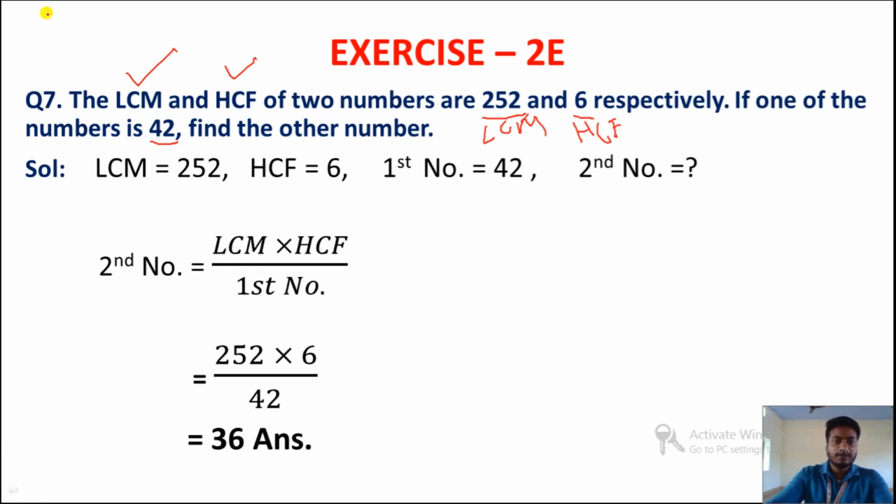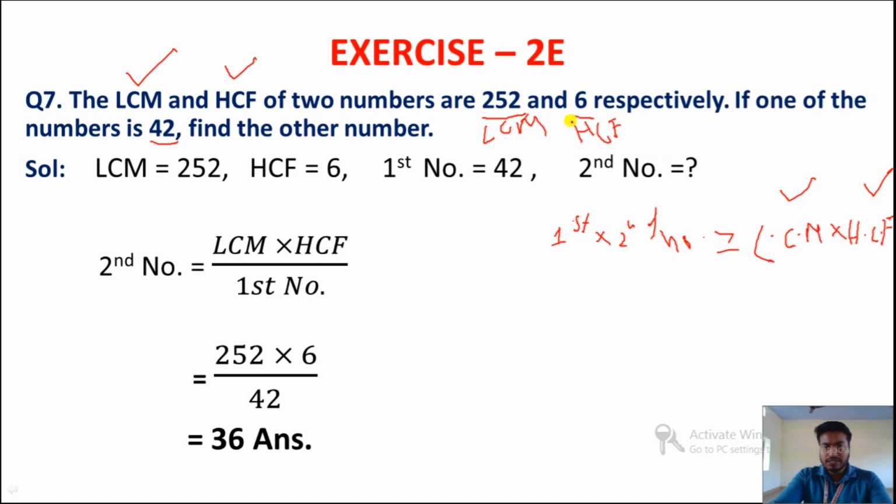We already studied the formula in class 5. The formula is: first number into second number equals LCM into HCF. This was the formula we studied in class 5. Now according to the question, LCM and HCF are given. You can see LCM into HCF, that is given here.